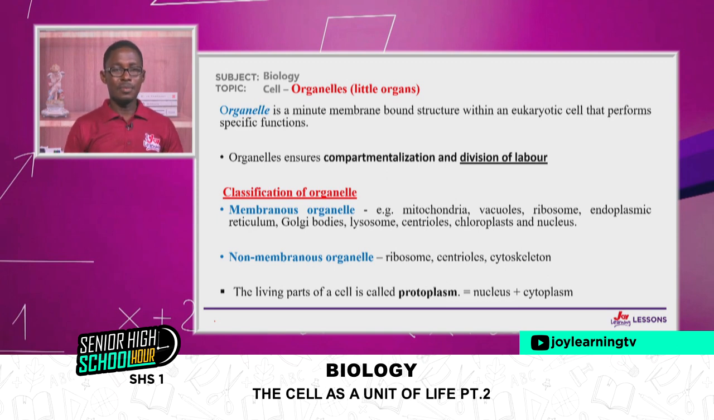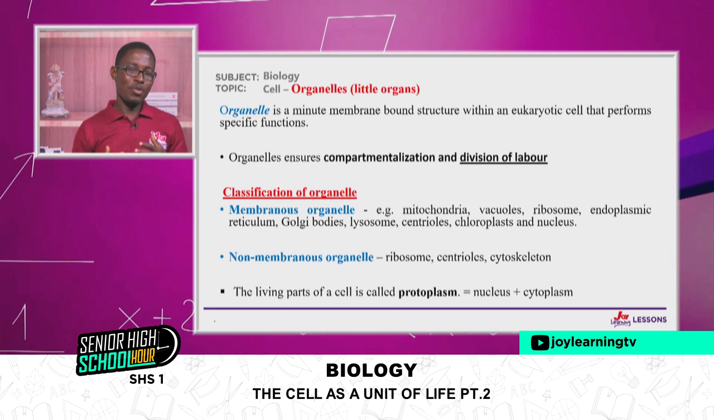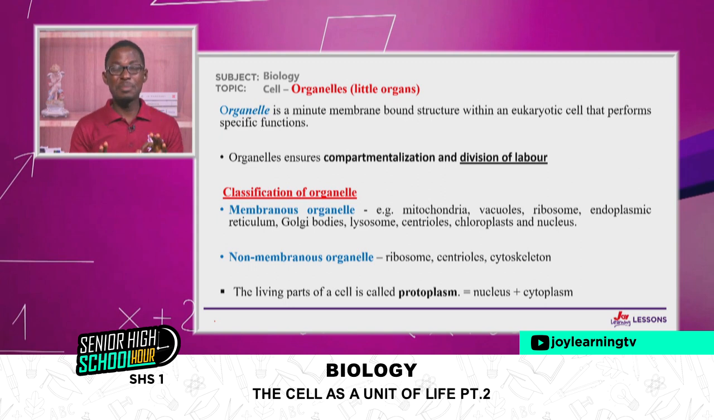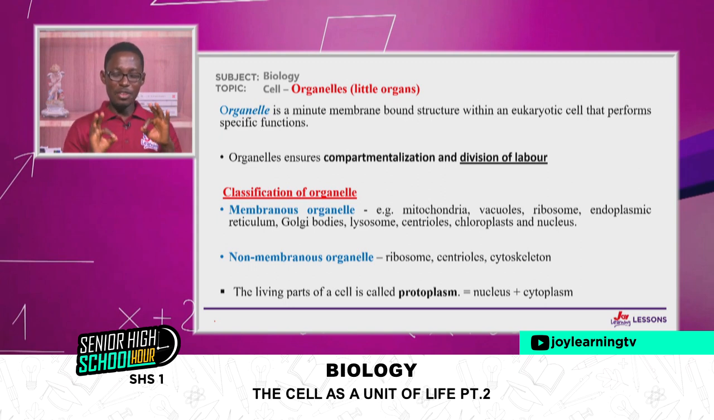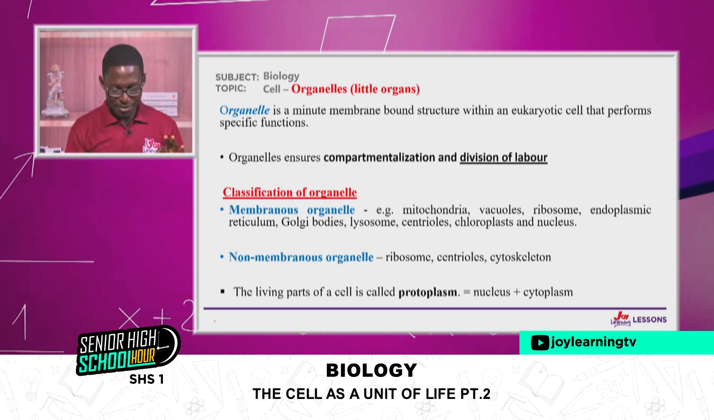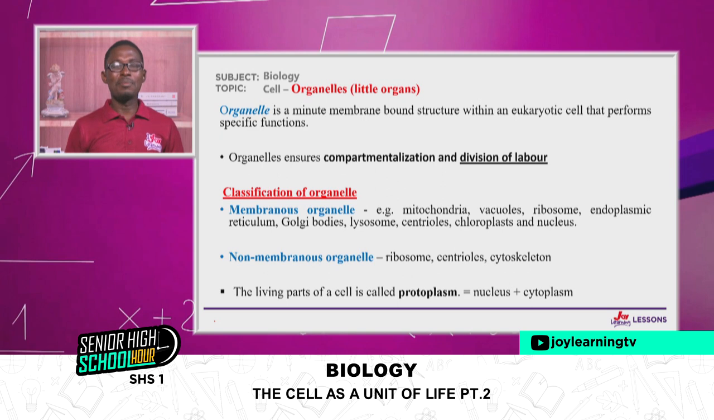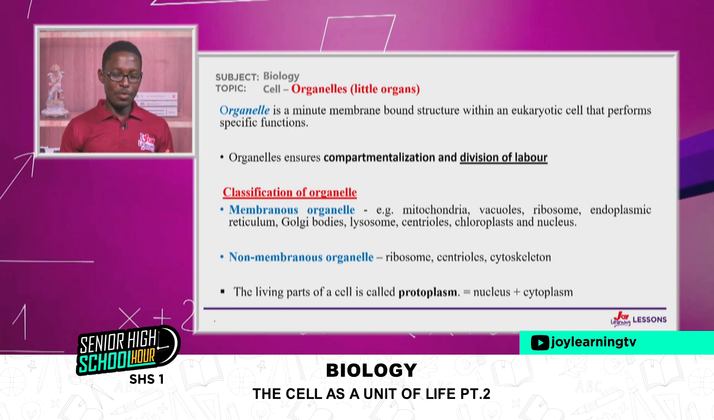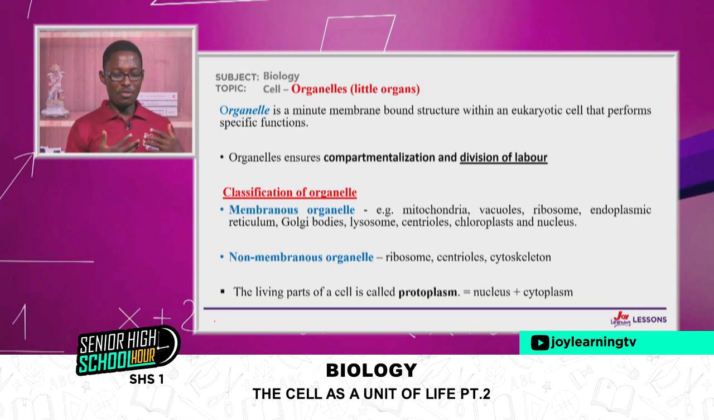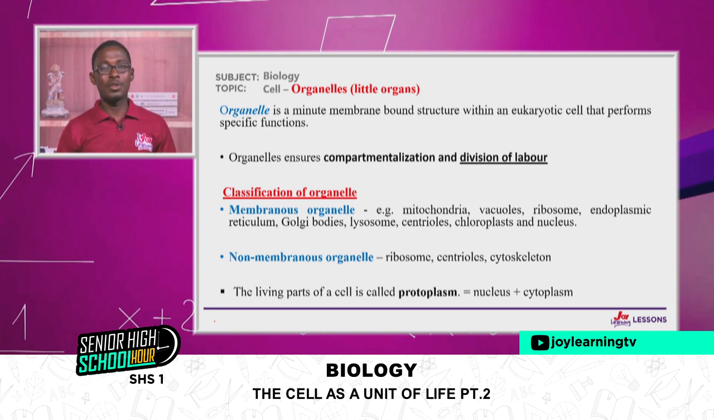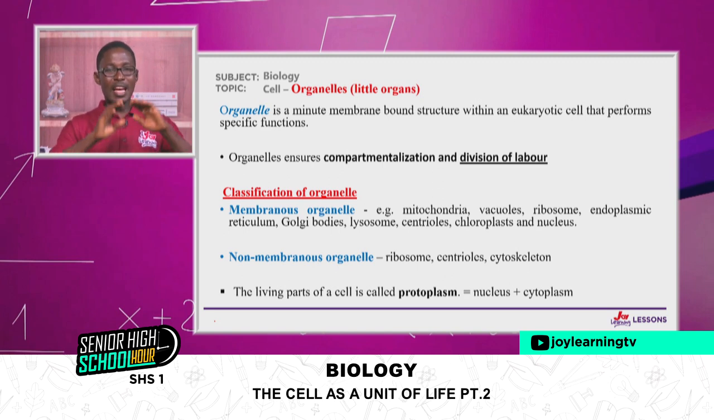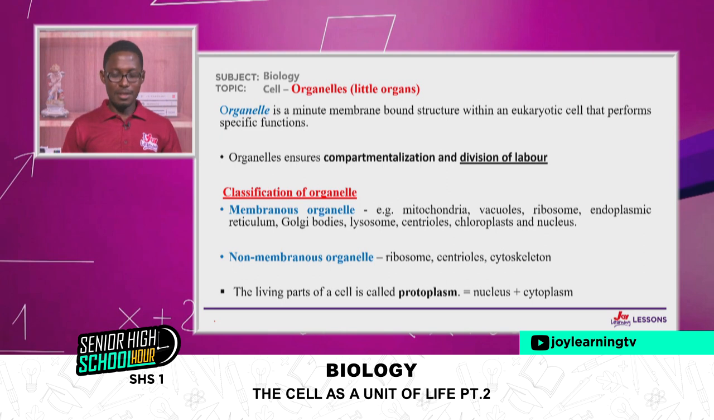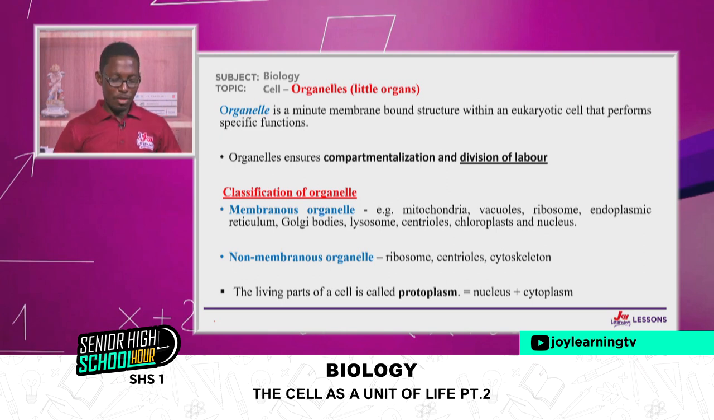Now, these organelles, as I defined at the top, students always ask, the definition has a problem. Yes, in truth, it has a problem, but it's the accepted definition for now. We said a minute membrane-bound structure. So it has to be covered by something, but not all organelles are covered. So when we start the organelle, we go into classification of organelles. We say we have membranous organelles and non-membranous organelles. So the membranous ones have a cover around them, maybe single or double. And those with no membrane are called non-membranous organelles.